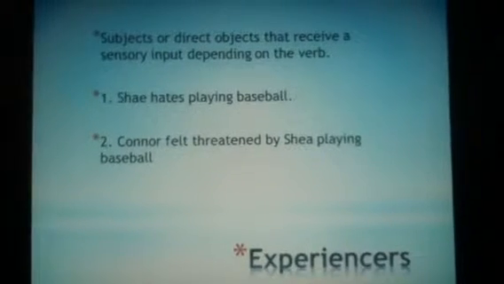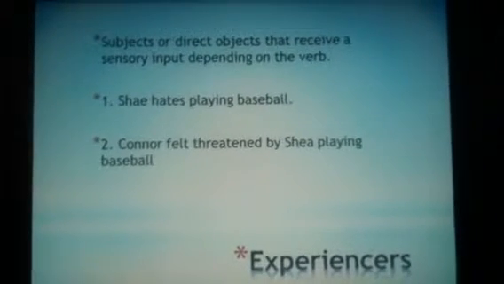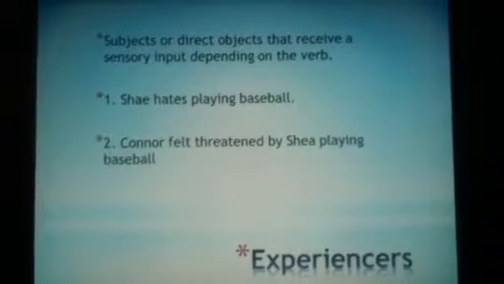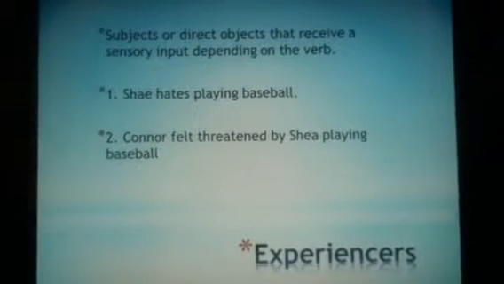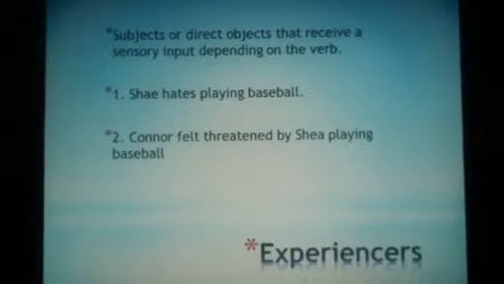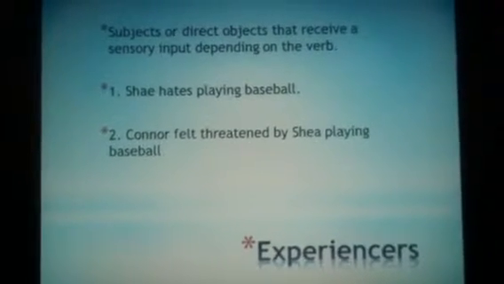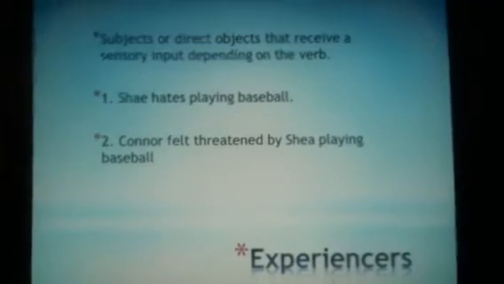Experiencers are the subjects or direct objects that receive a sensory input, depending on the verb. Shay hates playing baseball. Connor felt threatened by Shay playing baseball. So when Shay plays baseball, Connor feels threatened. That is what his experience is.